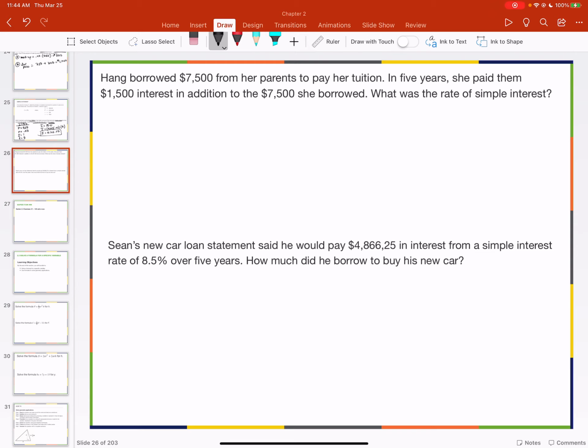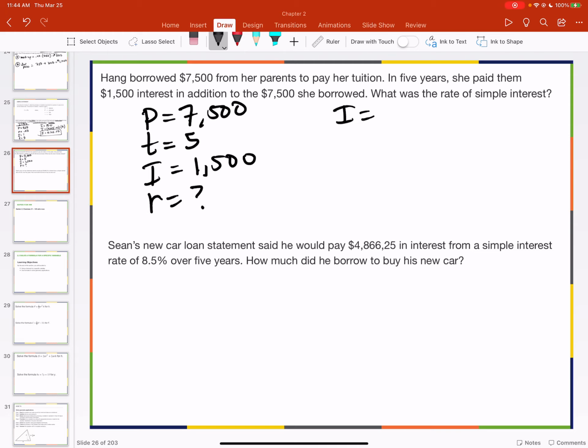Okay, Heng borrowed $7,500 from her parents to pay her tuition. So principal is $7,500. In 5 years, so time is 5, she paid them $1,500 interest in addition to the $7,500 she borrowed. Okay, what was the rate? So in this case, we're finding the rate.